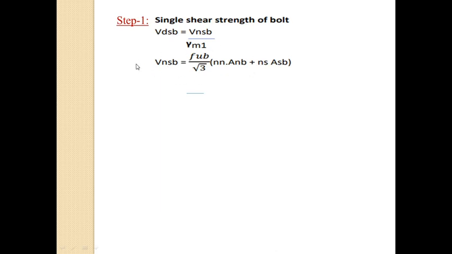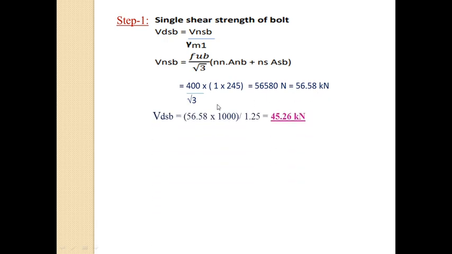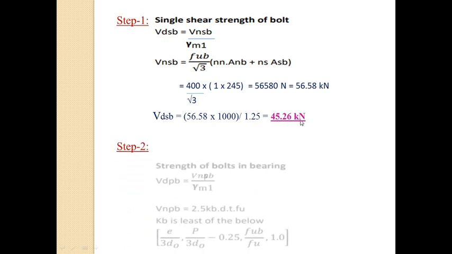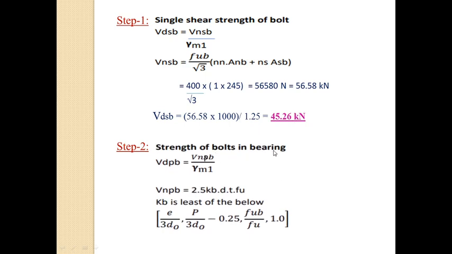Putting the value in the formula of VNSB, we get the value of VNSB equal to 56580 Newton, that is 56.58 kilonewton. So VDSB is equal to VNSB divided by gamma m1, that is 45.26 kilonewton. So step number 2, strength of bolt in bearing, that is VDPB is equal to VNPB upon gamma m1. Put the values in the formula of VNPB.